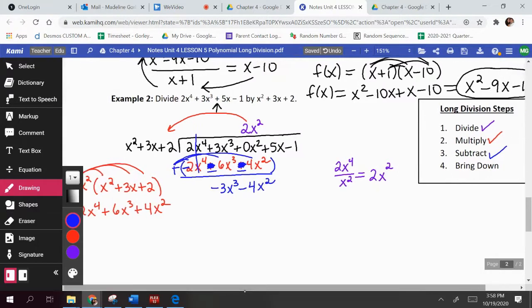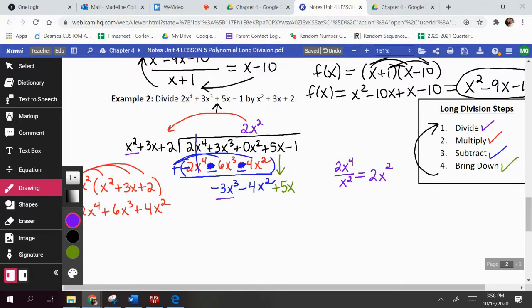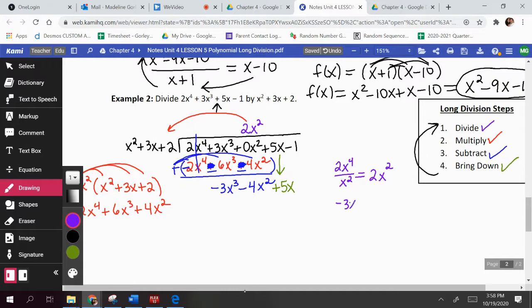Divide, multiply, and subtract. Bring it on down. What's next? Bring the 5x down. And then I bring it on back to the division step. So again, I divide first inside by first outside. So negative 3x cubed divided by x squared. When I divide like bases, I subtract the exponent. So this is really going to be negative 3x to the first. Put that up here.